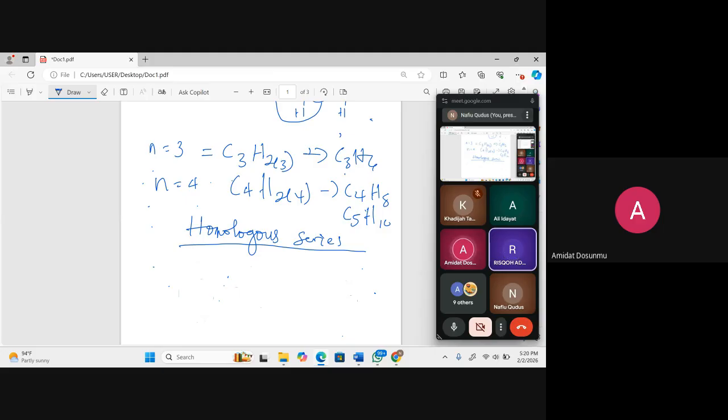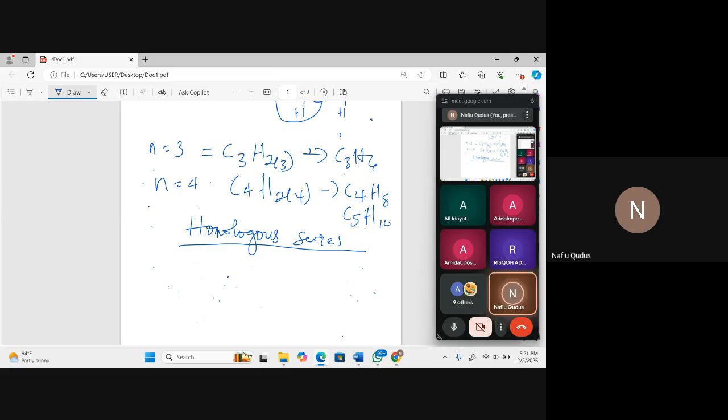Grouping. What do you understand by homologous series? Homologous series. They are a group of organic compounds that have the same functional group. A family of organic compounds with similar structures and properties.